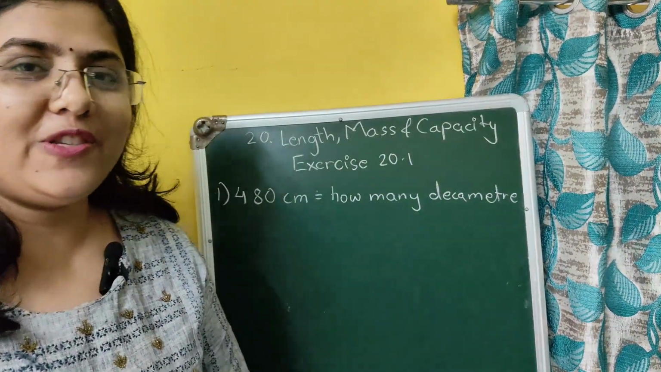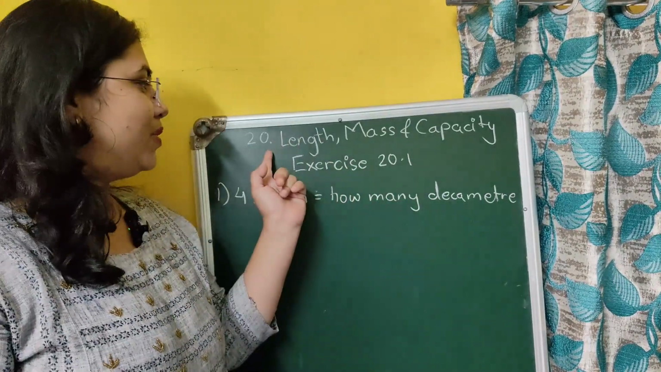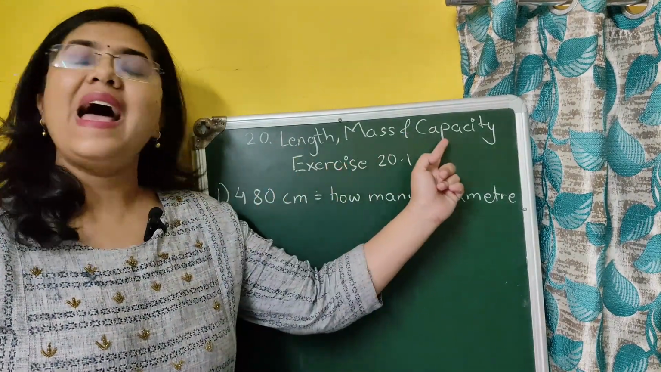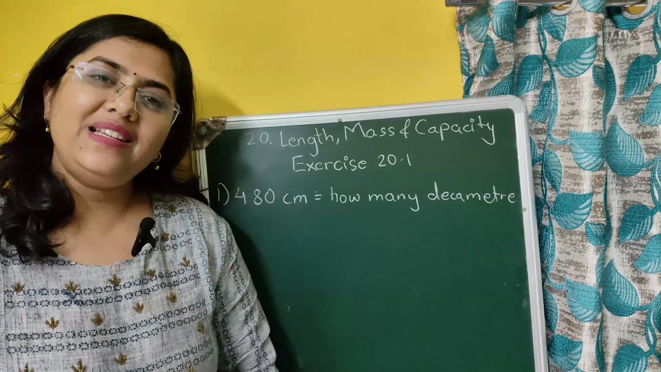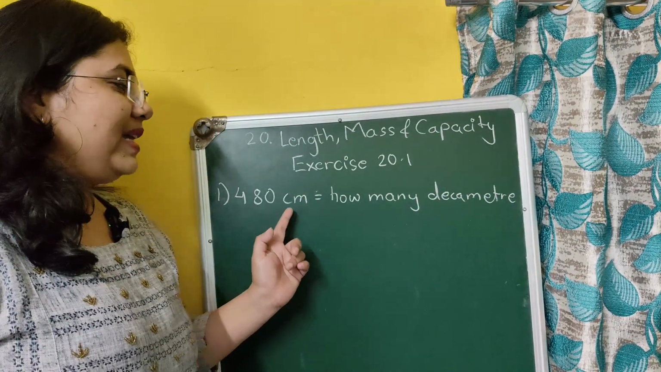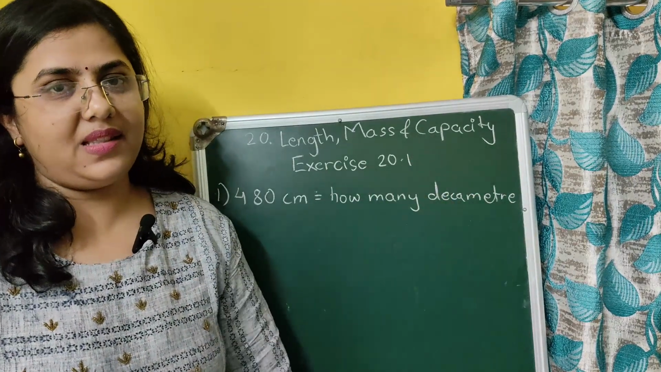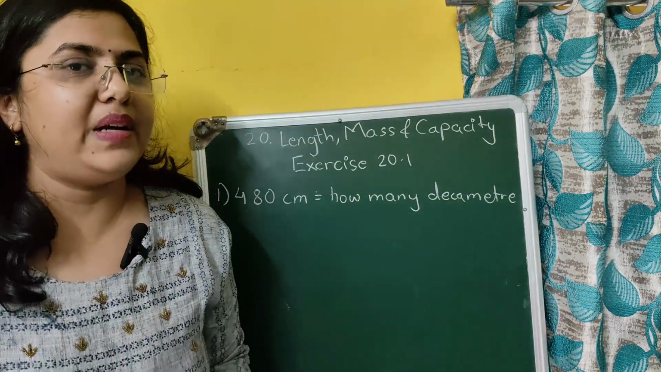So today we are going to study exercise number 20.1 from chapter number 20, that is length, mass and capacity. So let us start with question number 1, that is 480 centimeters is equal to how many decameters? Now let us see what exactly a decameter is.